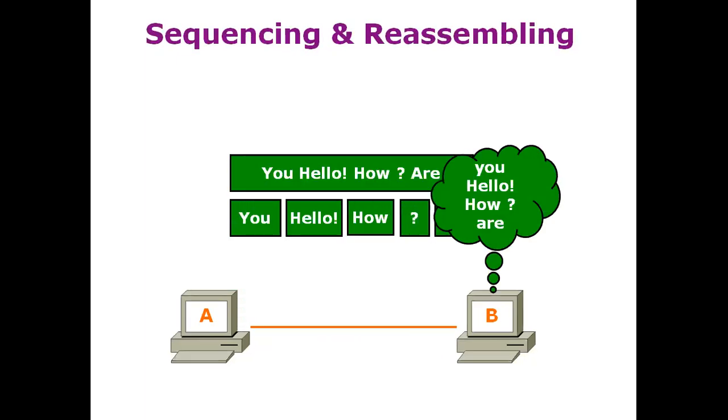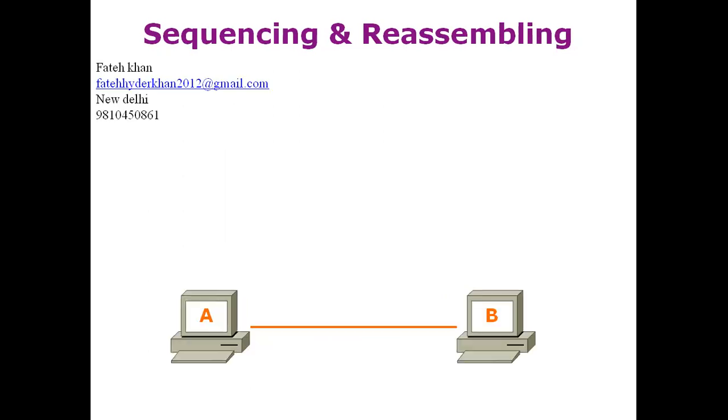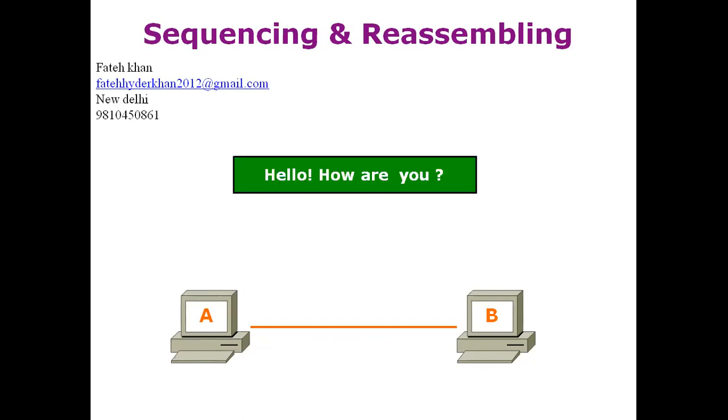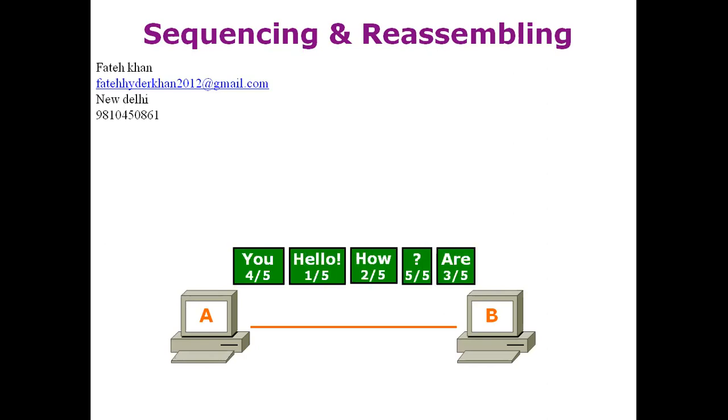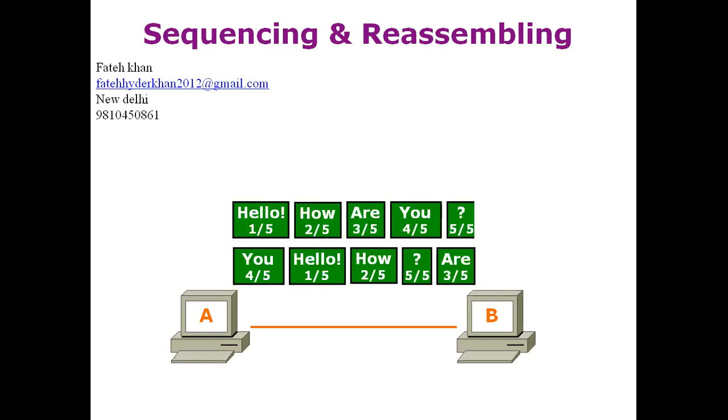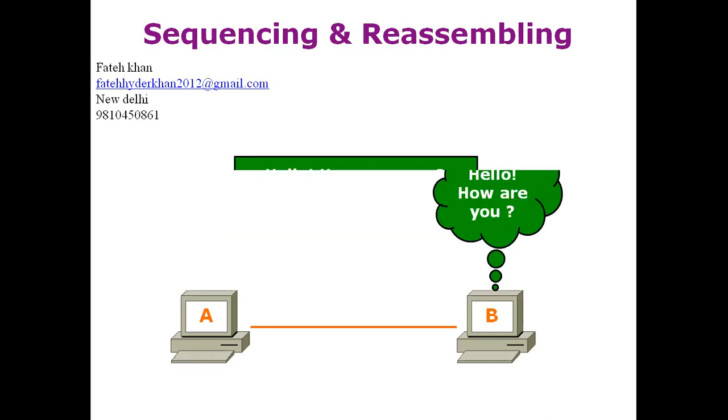See, this is the problem, because you are sending the data but you didn't add a sequence number here. So what you will do again here, these two PCs will communicate with each other. This is the data which you are going to send. Now segmentation will happen here, and also on each packet a sequence number will be added. So now with the help of the sequence number, your system B will reassemble the data.